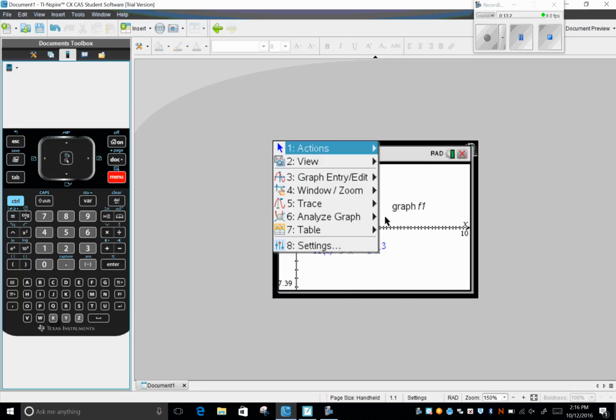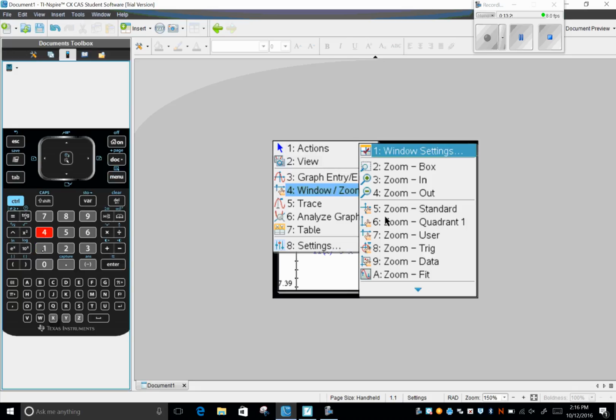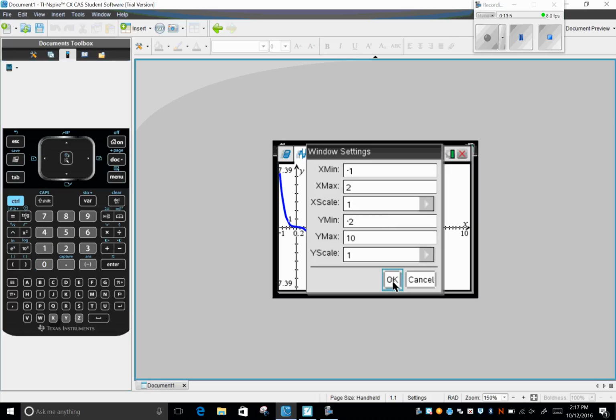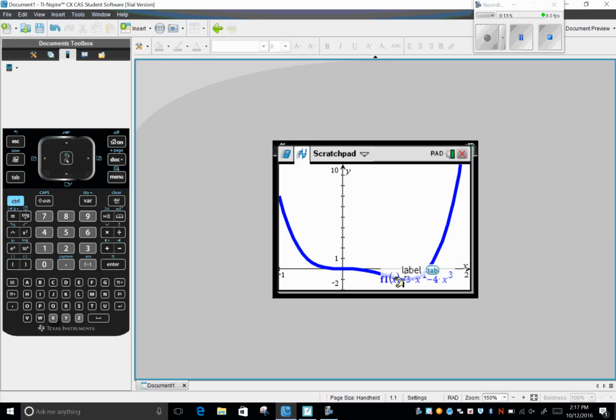Oops, let me go change that again. Right, so we're going to go from -1 to +3, +2, our interval that we're looking at. I'm going to scale by 1s. And then my y min and y max, I'm going to go from, let's say, -2 to 10. Again, I'm going to scale by 1, so I can see this graph a little bit better.